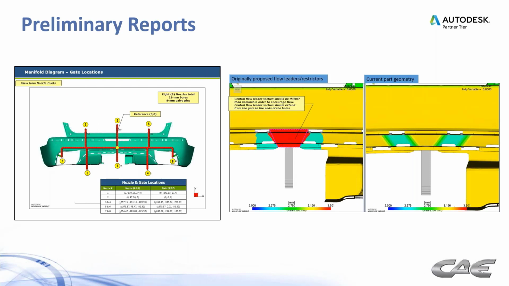But we're often doing preliminary reports. We're reporting out gate locations. In this example on the right here, we're showing flow leaders and restrictors to affect the part design that need to be implemented back into the math data.